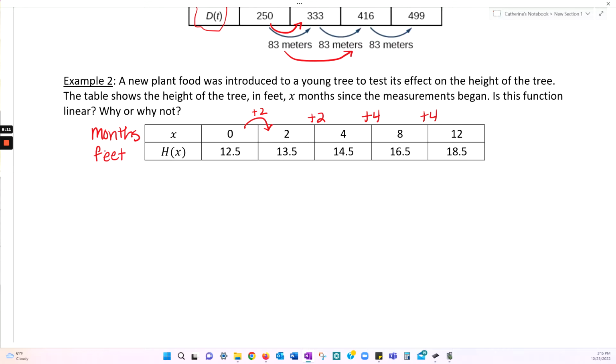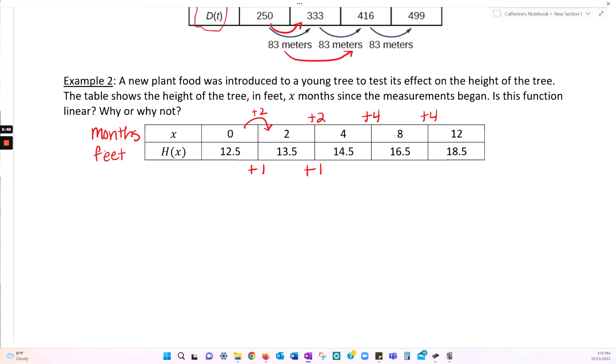So let's just go ahead and put in here what the difference between each pair of h values, heights, is. 12.5 to 13.5, if we subtract, we can see that we're adding 1. And then again, we're going to add 1. So far so good. If we just look at the first 3 rows, every 2 months, this tree is growing 1 foot. That's a constant rate of change.